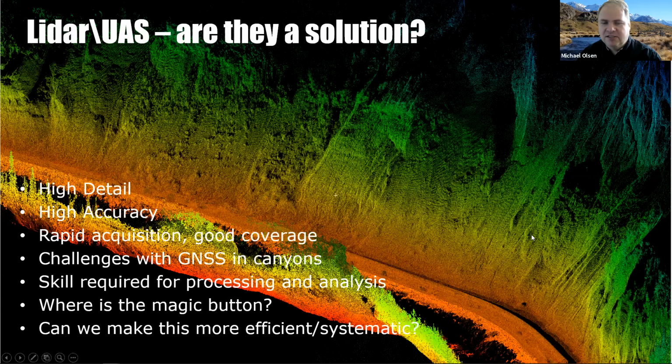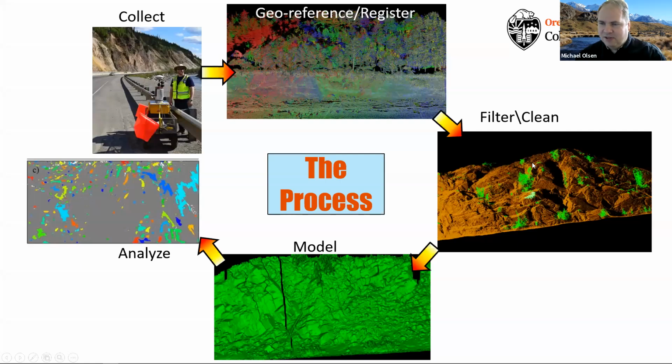And so the question is, LiDAR technology or unmanned aircraft systems, could they be a solution? These are very high detail, high accuracy technologies. They're rapid acquisition techniques. There's challenges though, particularly on the data processing side, of how do we go from this point cloud into information that describes the slope? So, where's that magic button that we can get our assessment of whether the rock slope's precarious or not? And so with this research that we've been doing for the Pacific Transportation Research Center, we've been working on developing some tools for this.